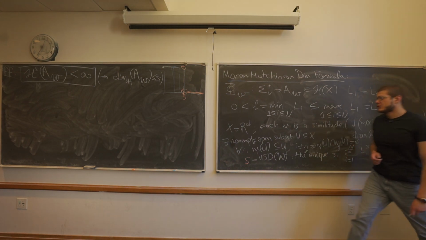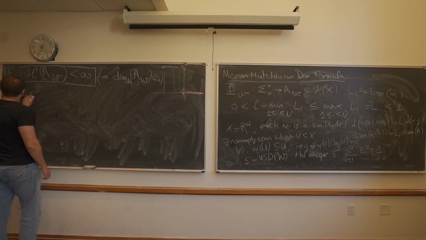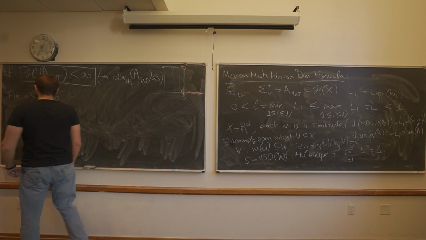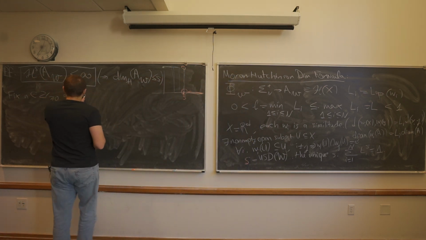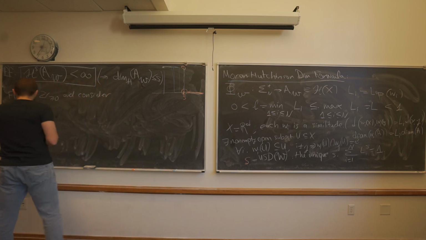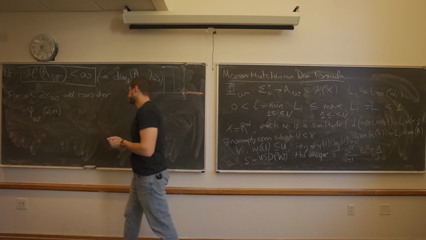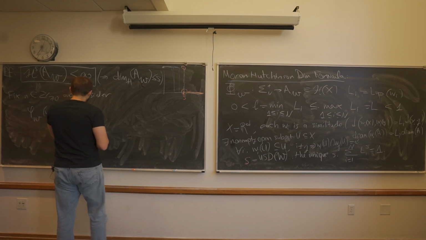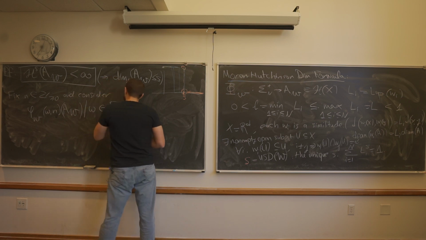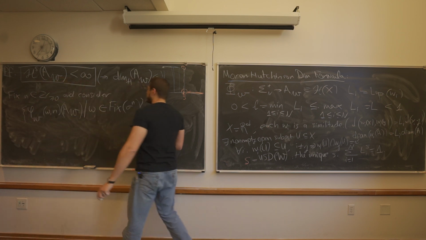Okay. Now the idea is the following. Fix n and consider the nth images of the attractor, where I'm choosing my sequence to be a fixed point of the nth iterate. So it's an n-periodic fixed point of the shift.